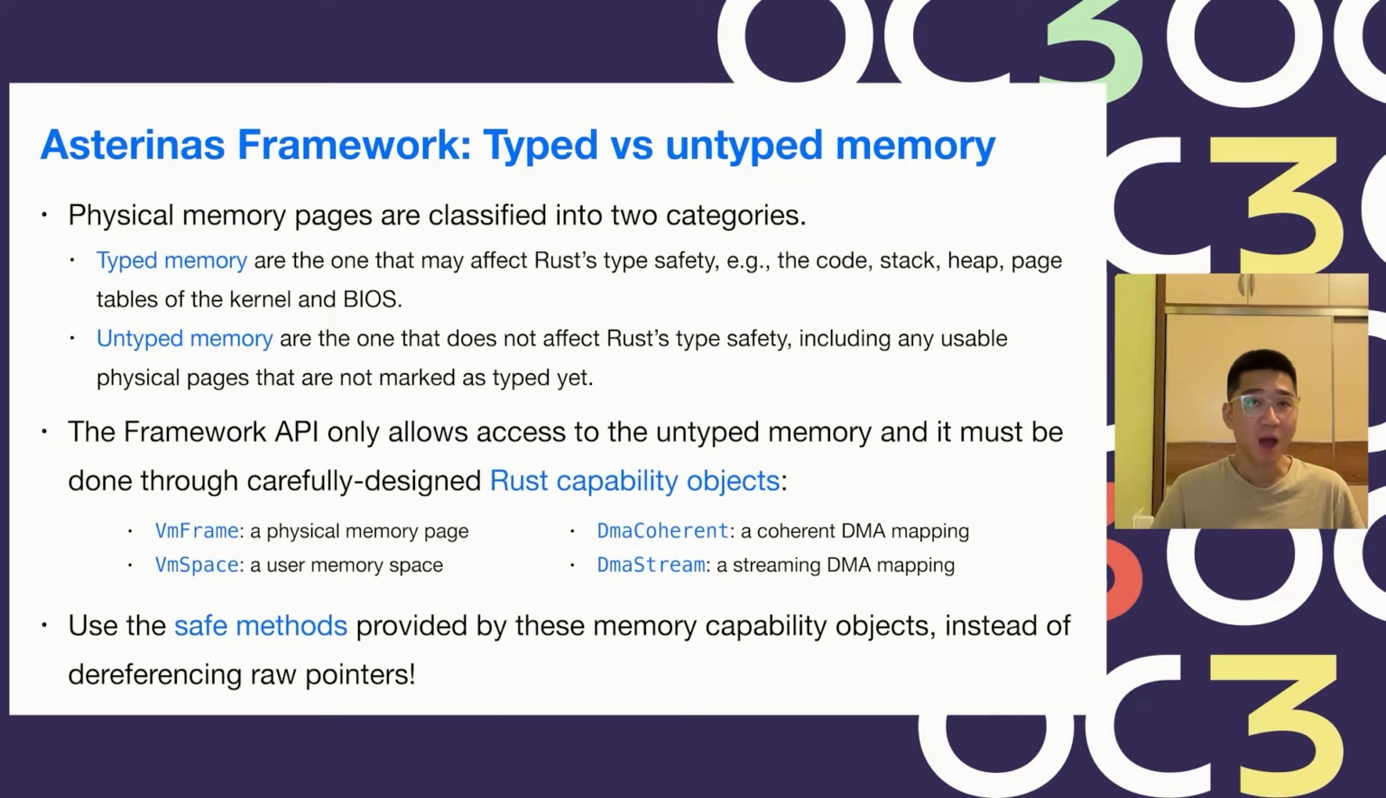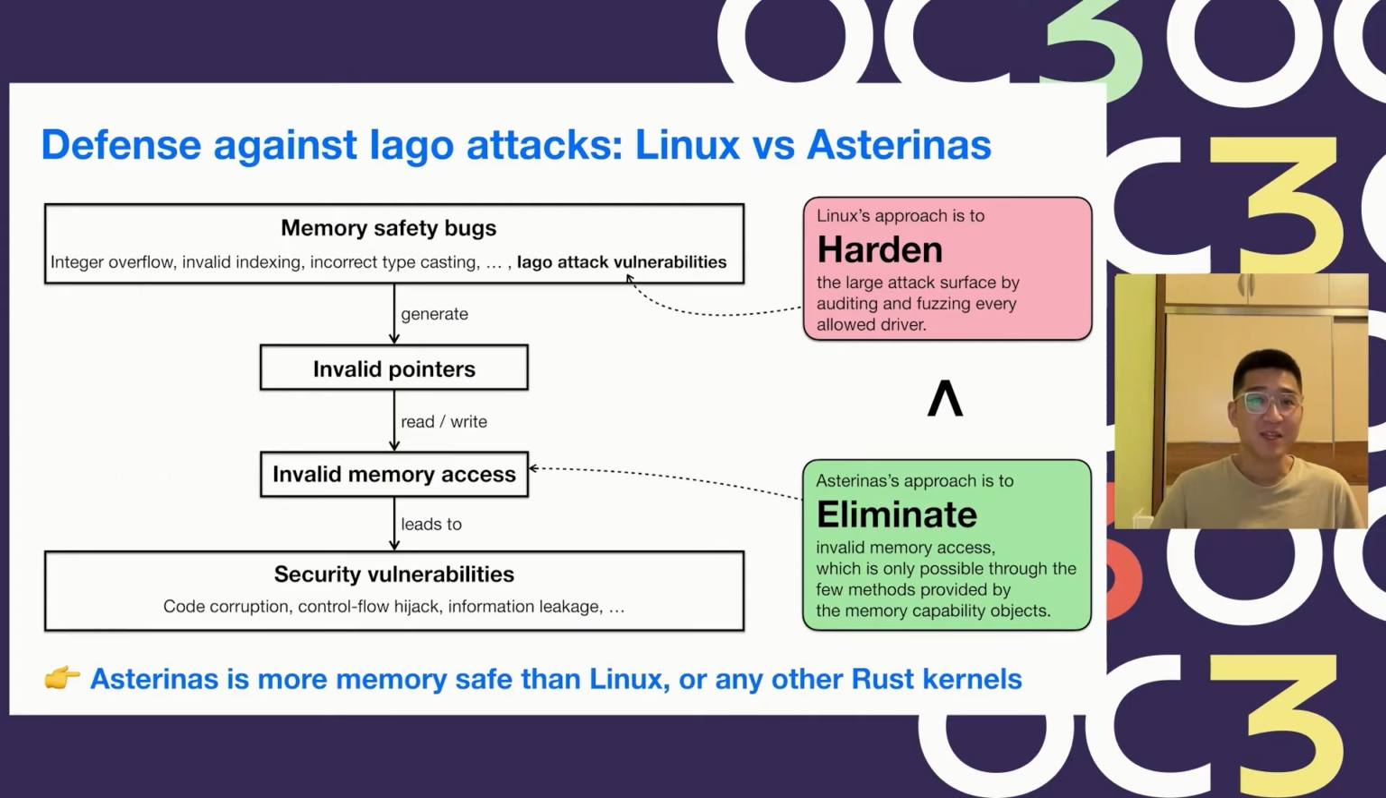Asterinas is a kernel built upon Asterinas framework. Let's see how Asterinas' approach to defending against IAGO attacks is different from Linux's approach. Linux attempts to harden this huge attack surface by auditing, fuzzing, testing, and fixing every allowed driver. In contrast, Asterinas does not have much to worry about. This is because all the drivers for peripheral devices are written in safe Rust. Their only chance of affecting memory safety is through the safe APIs provided by the framework. But they have been carefully designed and implemented to prevent any invalid memory access. For this reason, we argue that Asterinas is more memory safe than Linux or any other Rust kernels, especially in the face of IAGO attacks.